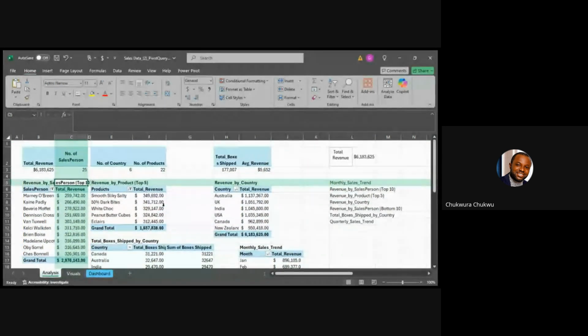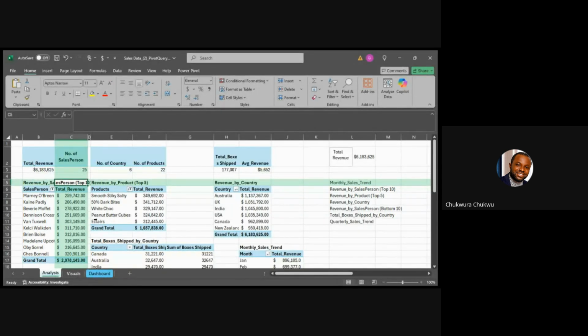And then with our pivot table, we also made analysis of some insights with regards to the data that was given. We looked at the monthly sales trend. We looked at the revenue by salesperson, by product, by country. I actually added the bottom 10, and then total boxes shipped by country. And then I also looked at the quarterly sales trend.